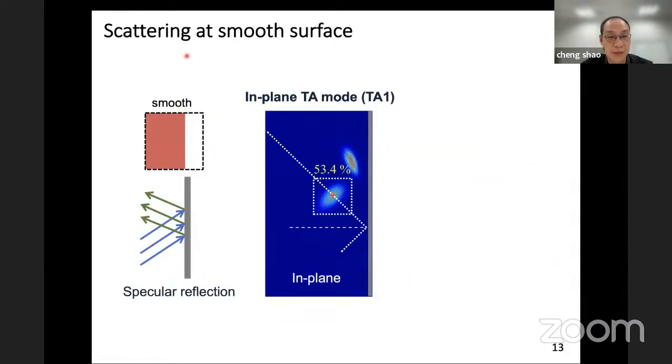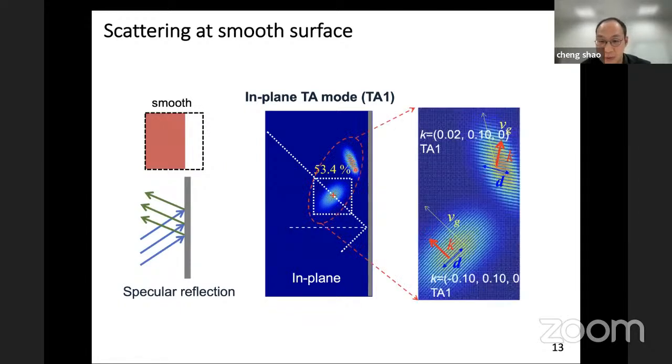First, we look at the phonon scattering at the smooth boundaries. We found that at the smooth boundaries, the phonon wave packet was split into two different wave packets. And this is the detailed information. We found that the wave vector in the direction parallel to the interface is conserved.